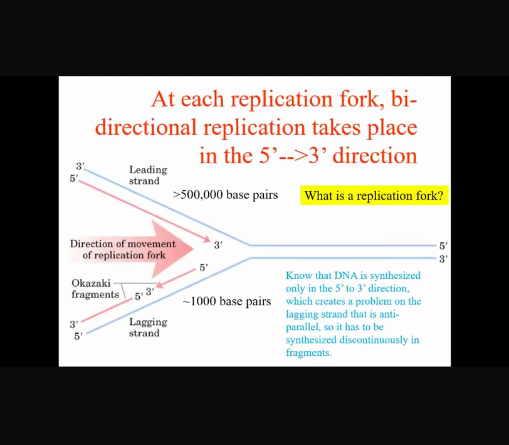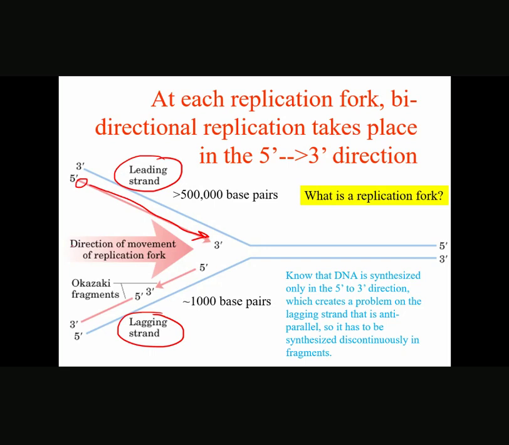All right, let's get back to that replication fork. There are 2 of them from each origin site. So one moving to the right, as we can see here, and a mirror image of another one moving to the left. At each replication fork, we're going to have the starting site, and then we're going to move in the 5' to 3' direction. We call that the leading strand. We got a problem on the lagging strand. We can only synthesize in the 5' to 3'. I said that about 20 slides ago. We can only synthesize in the 5' to 3'.